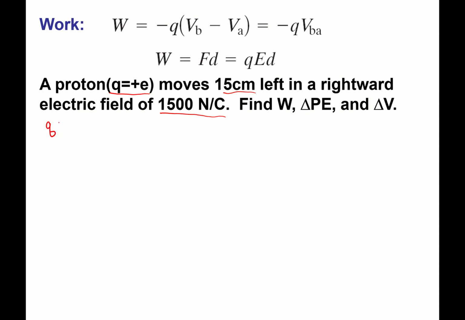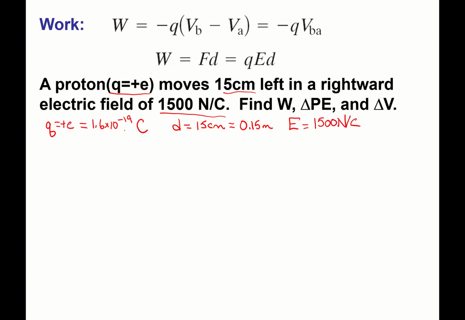So Q equals plus e. That one's easy. It's labeled for us. That's the charge. And the charge on a proton is equal and opposite to that on an electron. It's plus 1.6 times 10 to the minus 19 coulomb. It moves a distance of 15 centimeters. So that's my d in the equation, is 15 centimeters. I need to put that into meters, so divide by 100. So I get 0.15 meters. And the other number is that the electric field is 1500 newtons per coulomb.